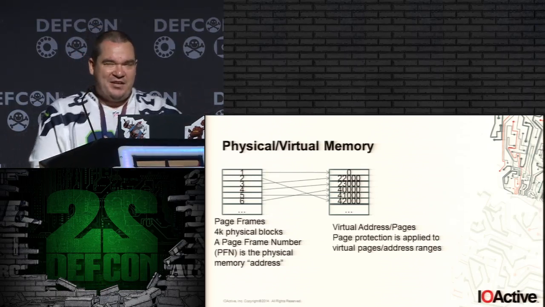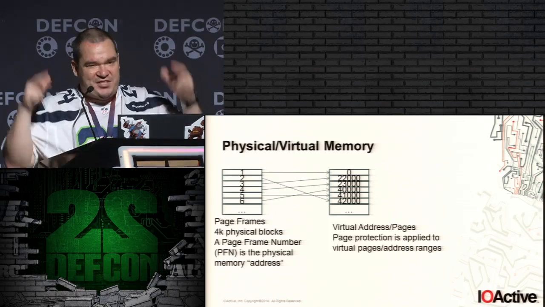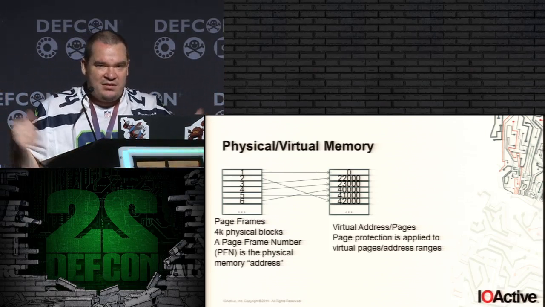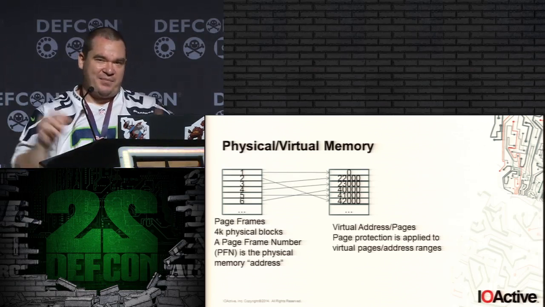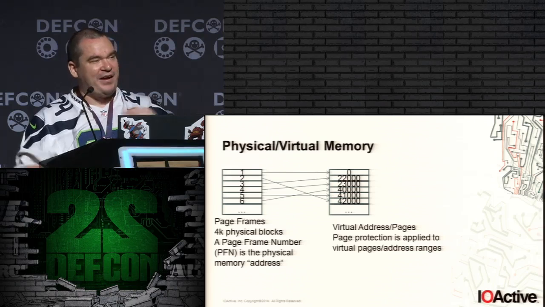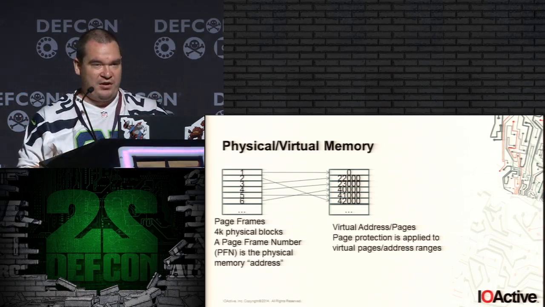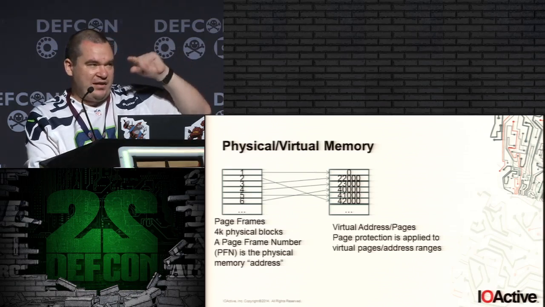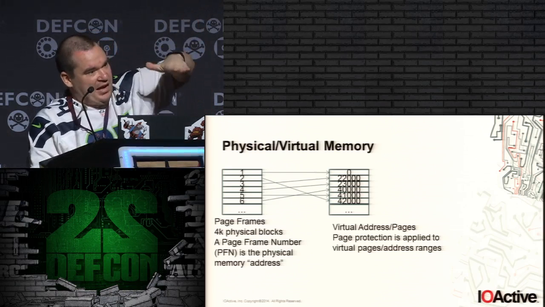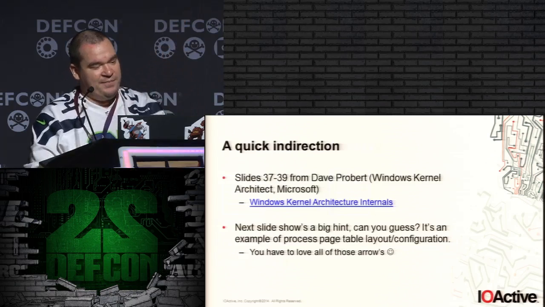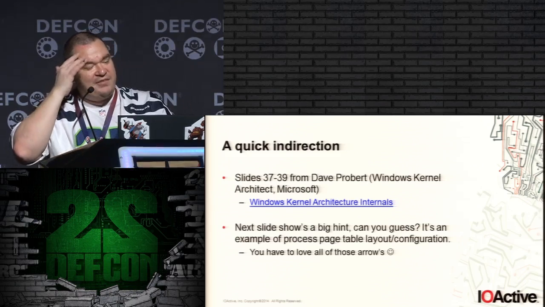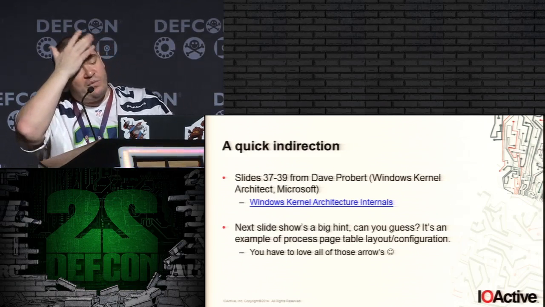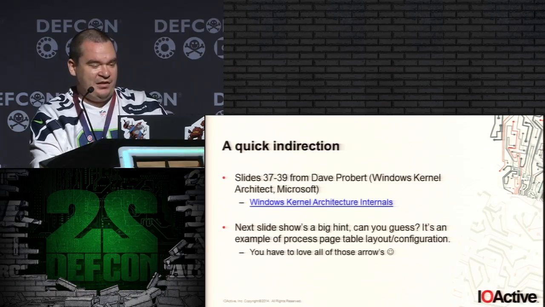A PFN is a page frame number. This is like a physical address in the memory dump. Virtual addresses are usually those bigger numbers, but a PFN is what the hardware specifically looks at, where number 1 is the first 4K, number 2 is the next 4K. And then here's a slide from Microsoft where it almost shows everything.